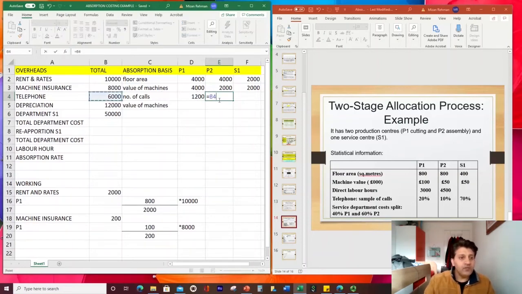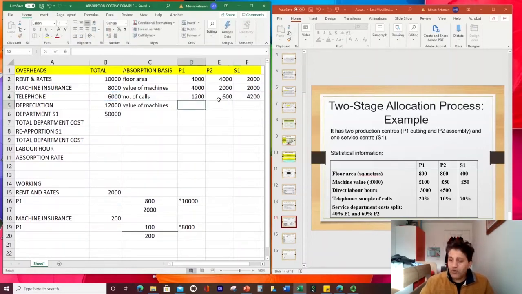Similarly, total cost times 0.1 and I get 600. And then again, total cost times 0.7 and I get 4,200 for S1. So S1 uses a lot more phone calls than any other department. The total cost between the three departments is 6,000, which was our original total telephone cost.